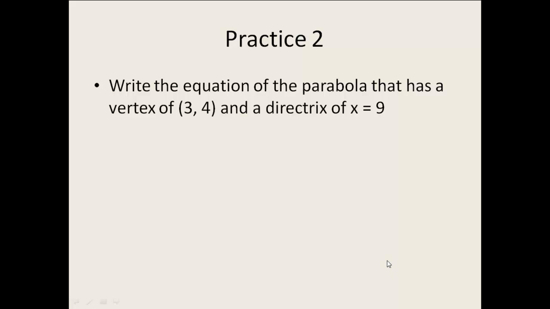Okay, here is a second one. It says write the equation of the parabola that has a vertex of (3, 4) and a directrix of 9. See if you can use the ideas and the formulas in your flip book to figure out how to write this formula. I will give you a hint to decide which formula to use, the y squared or the x squared one. You need to look at this right here.